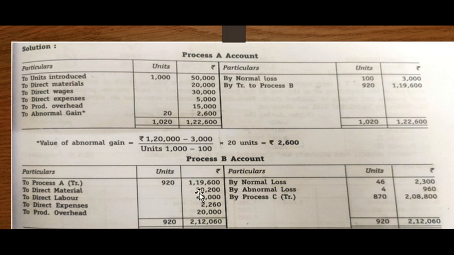Now your total cost minus normal loss 2,300 minus 960: 2,12,060 minus 2,300 minus 960, the difference is 2,08,800. That is the amount which will be transferred to your next process. Which is your next process? Process C. So let us get into process C.